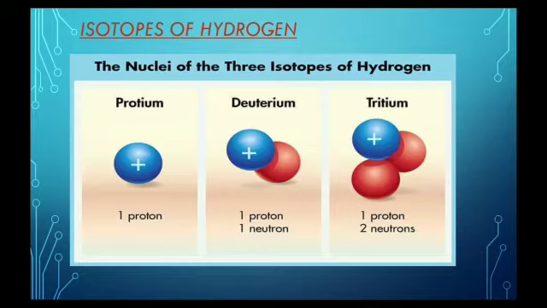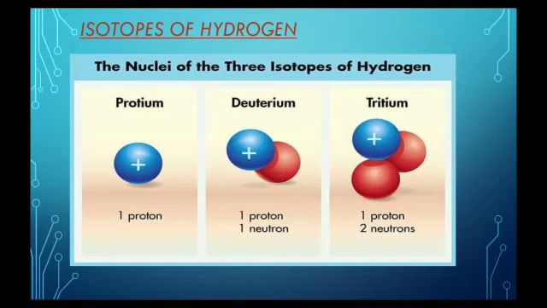Now let's study about the isotopes of hydrogen. Hydrogen has atomic number 1 but mass number is 2 or 3 also for the different isotopes. There are 3 isotopes of hydrogen. One is protium, then there is deuterium and then there is tritium. In protium there is only 1 proton, so atomic number is 1 and there is no neutron, so mass number will also be 1. Then comes the deuterium.